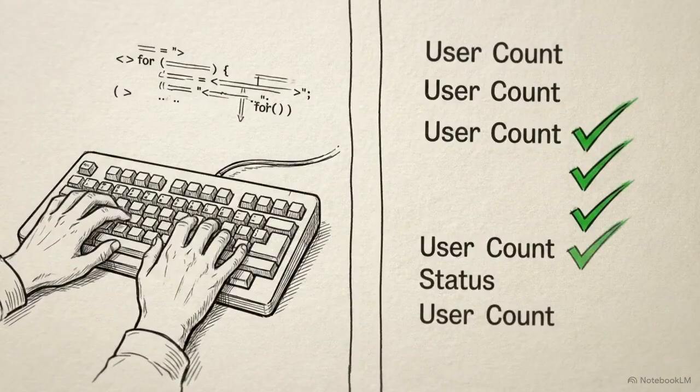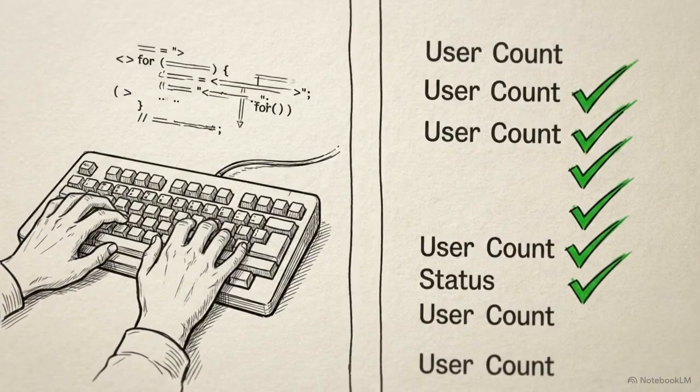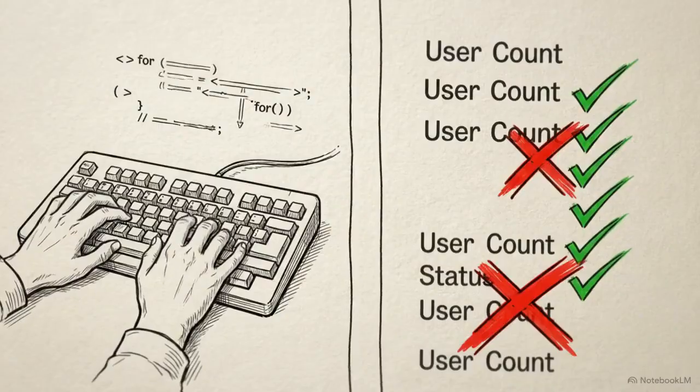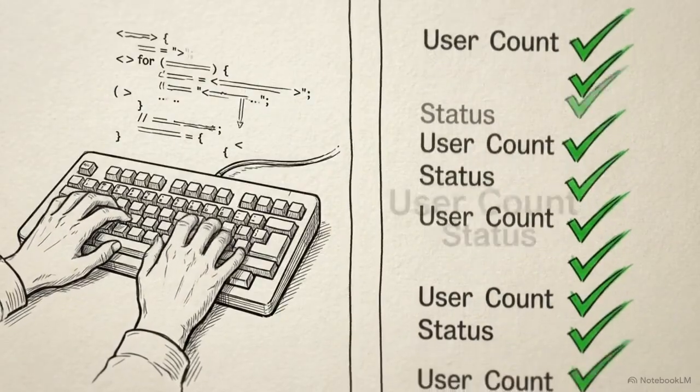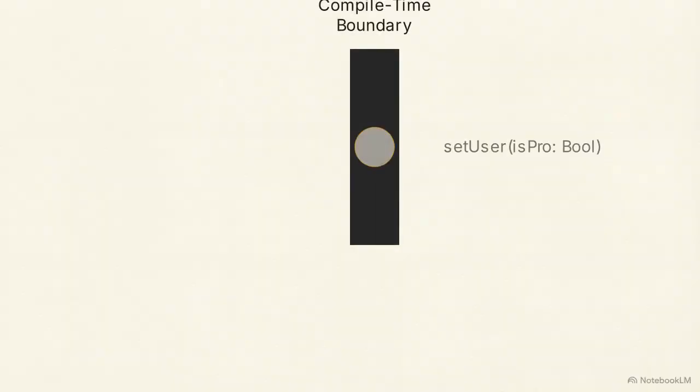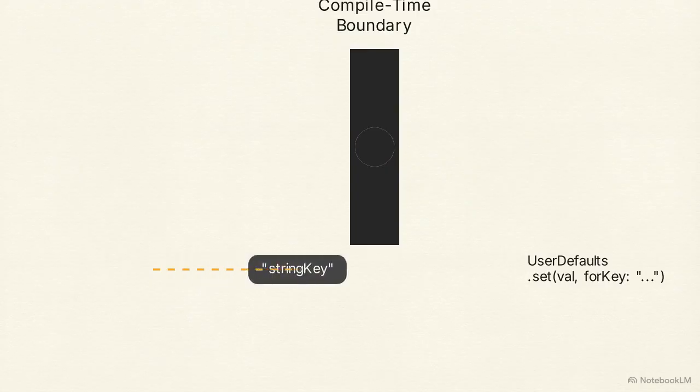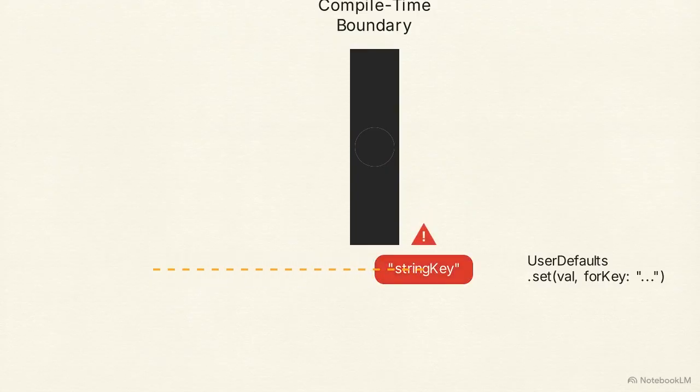Swift defends against structural vulnerabilities using compile-time type safety. This is a mechanism that verifies data structures before an application ever runs. Strict static typing prevents logic errors outright. If a function expects a Boolean, the compiler simply will not let you pass in an integer. However, user data string keys bypass this protective compile time boundary.